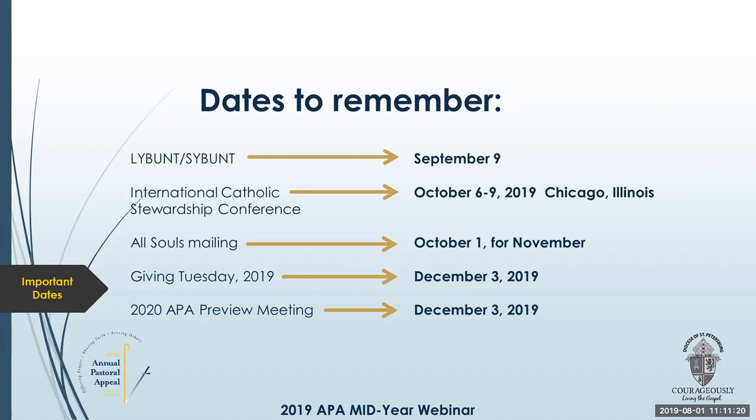And we save those prayer intention cards, and we make a point to pray for them at Mass when we have Mass daily here at the Pastoral Center. Okay, next is Giving Tuesday. That is on December 3rd.